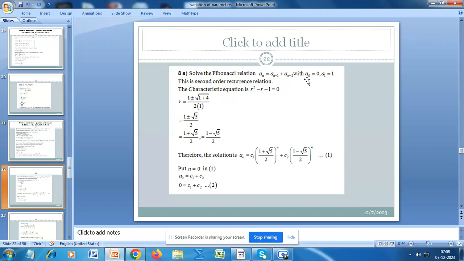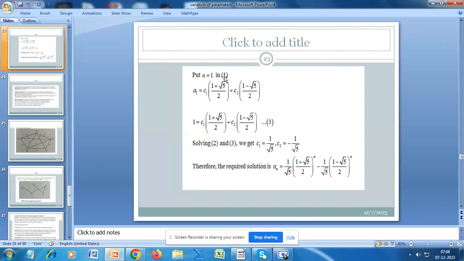But we have initial conditions. When you have initial conditions, use these initial conditions for finding the arbitrary constants c1, c2. Now put n equal to 0 in 1. Then a_0 equal to c1 plus c2. a_0 is 0. So we have c1 plus c2 is 0, one equation.